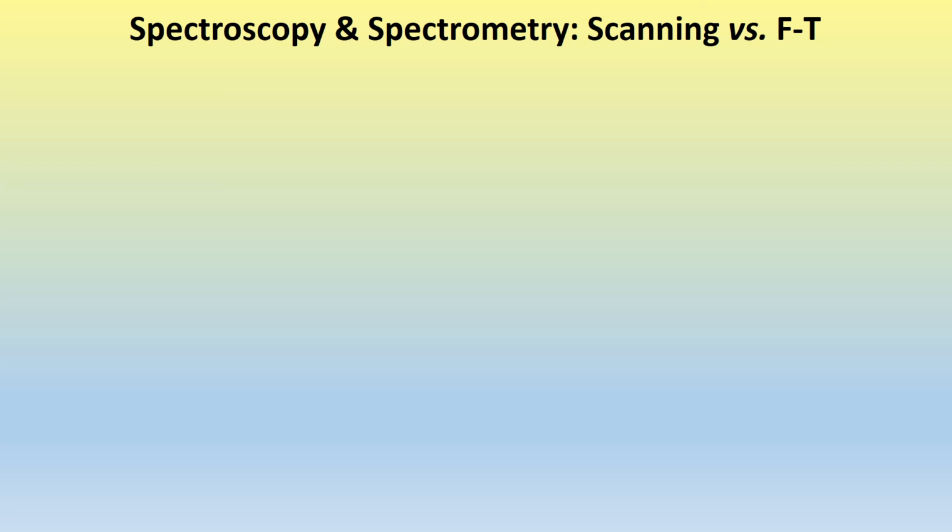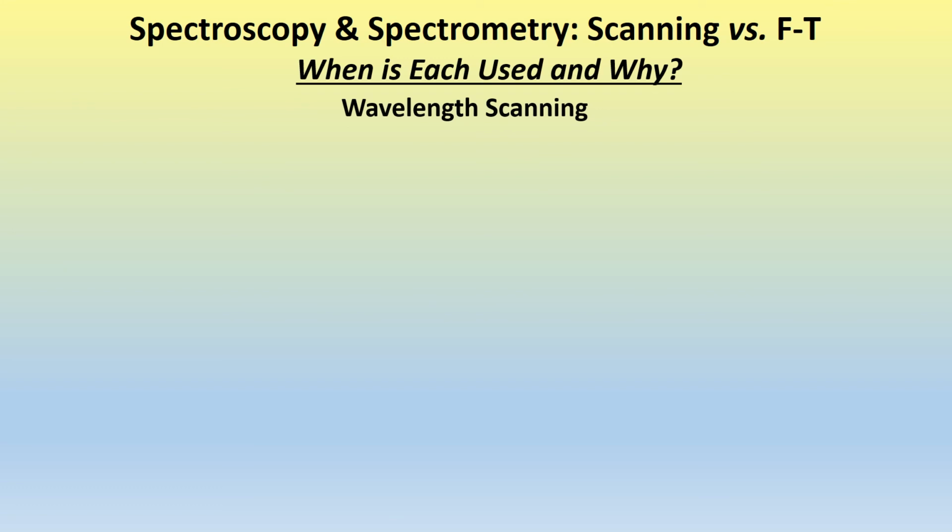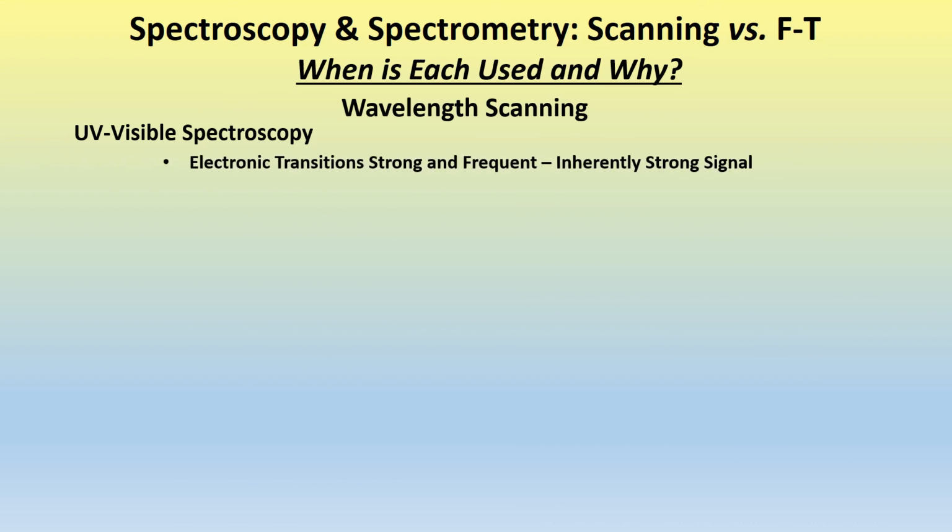It would seem that Fourier transform methods are vastly superior. So why are scanning methods still used, and when is each used? First of all, wavelength scanning is generally used in UV visible spectroscopy because electronic transitions are very strong and frequently occur. They have an inherently strong signal and therefore need only one scan. Also, as you have seen in your experiments, UV visible peaks are broad. Resolution is not an issue.